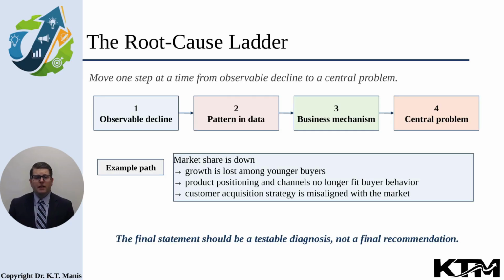Use the root cause ladder to move from observation to diagnosis. Start with the visible decline, then look for a pattern in the data. Next, identify the business mechanism behind that pattern, then write the central problem. Here is an example. Market share is down. That is the visible decline. The pattern is that the company is losing younger buyers. The business mechanism may be that product positioning and sales channels no longer match buyer behavior. Now we can write a stronger problem statement. The company's customer acquisition strategy is misaligned with the market. That is much stronger than saying market share is down.